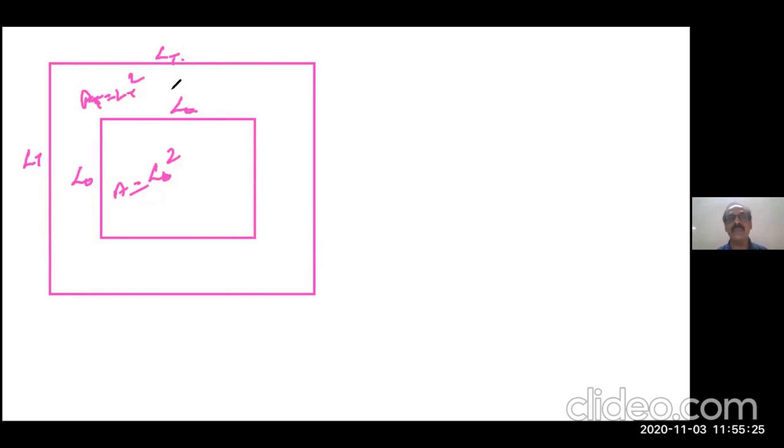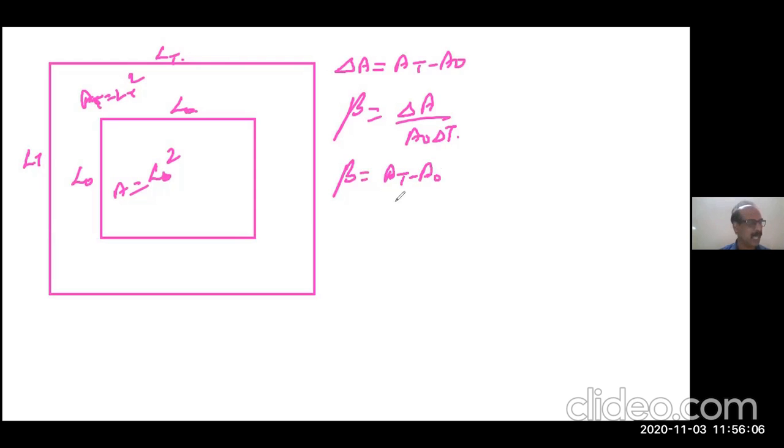Now we need the relation between alpha and beta. So here we can write the relation. Now delta A is equal to AT minus A0, and that means LT squared minus L0 squared. Okay, this is delta A. Now, before that, let us write beta. We know beta is equal to delta A divided by A0 delta T. That means beta is equal to delta A, which is what? AT minus A0.